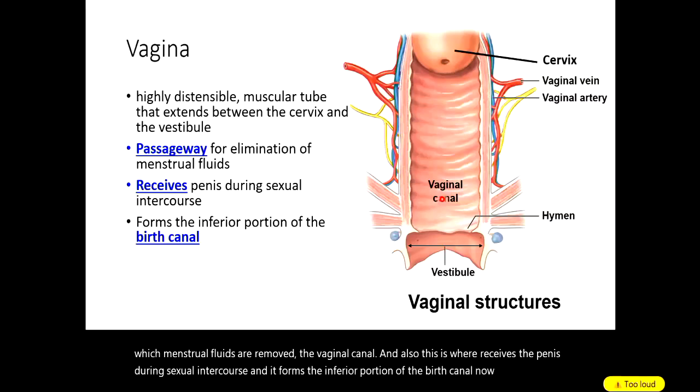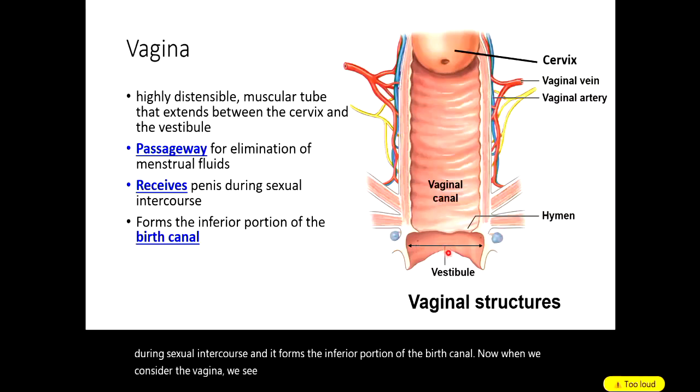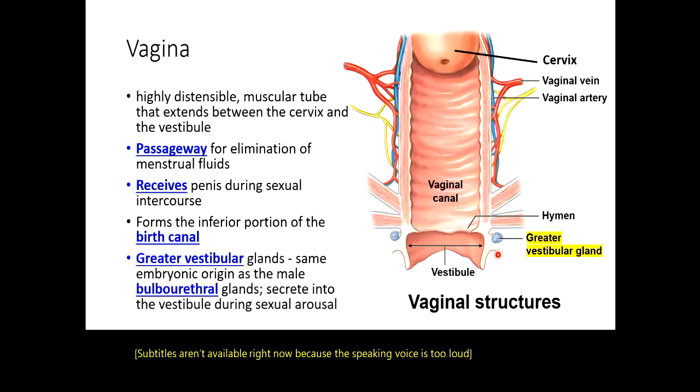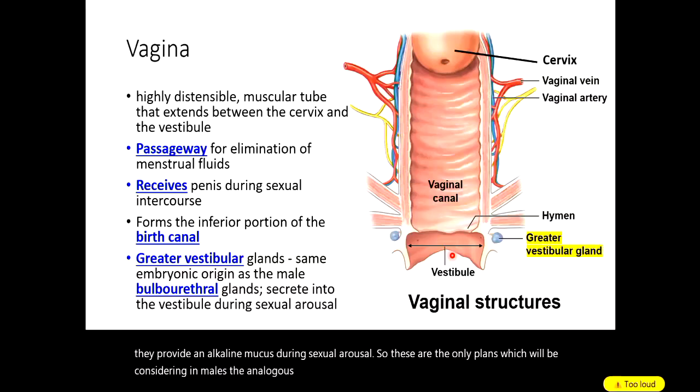Now when we consider the vagina, on either side of the vestibule you have glands called the greater vestibular glands. These are the only accessory glands we consider in the female reproductive tract, and they are similar to the bulbourethral glands in the males. They provide an alkaline mucus during sexual arousal. So these are the only glands we'll be considering. In males, the analogous glands are the bulbourethral glands, which lubricate the tip of the penis.